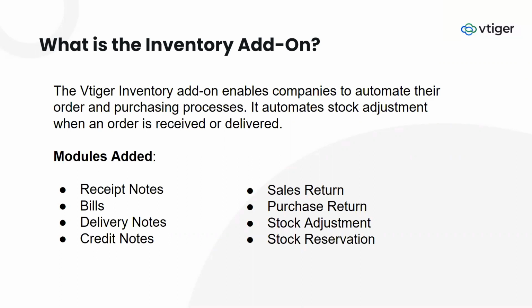So the 8 modules that are added are receipt notes, bills, delivery notes, credit notes, the sales return, purchase return, stock adjustment, and stock reservation. And I'll be going over each one of these a bit more in the slides, and Josh will show you how they function within the CRM itself.